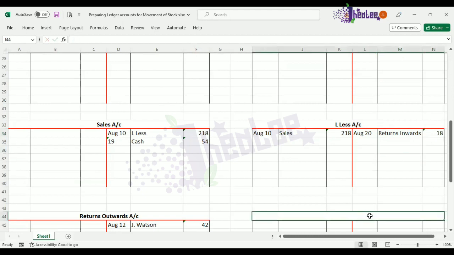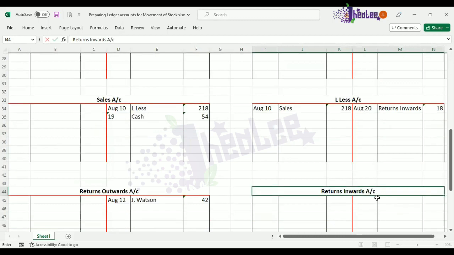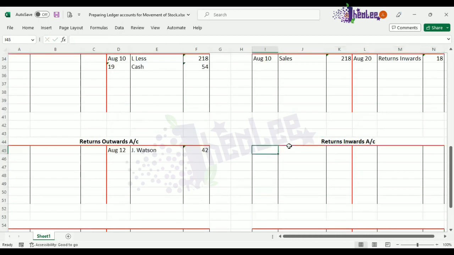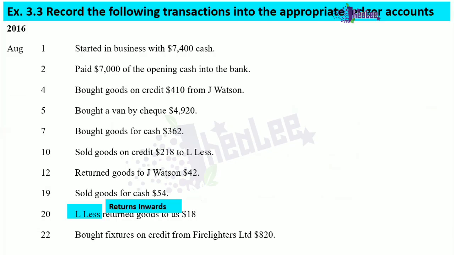And we need to open an account for returns inwards. And we are going to debit this account by putting the entry on the left-hand side. So it is August 20th. Our details is the name of the customer that returned to us, which is LS, and the amount is $18. So remember, we use the sales, the purchases, the return inwards and return outwards account only if the transaction is associated with goods.